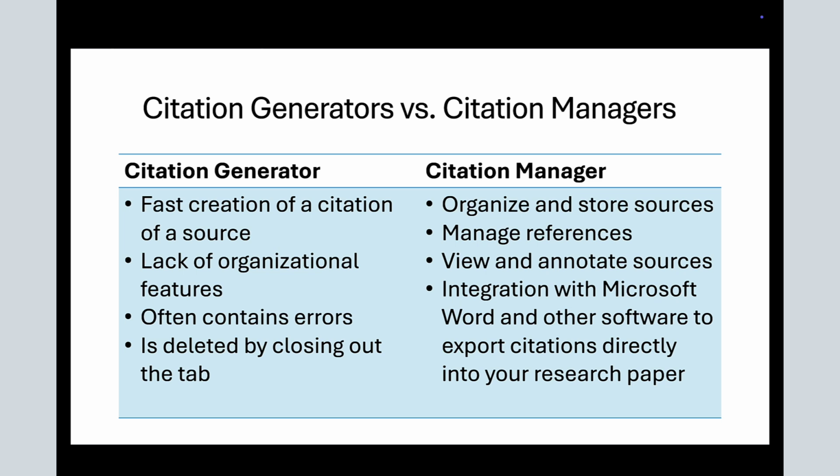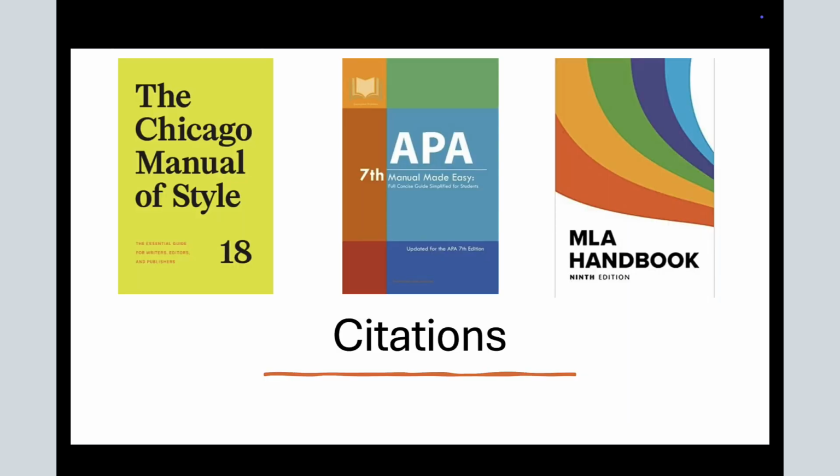While citation generators may be useful for quick tasks, citation managers are a better long-term solution. They help you keep track of saved sources, organize your research, and save time when writing. Always double-check your citations using the UA Library's citation guide or a citation-style handbook before turning in your work.